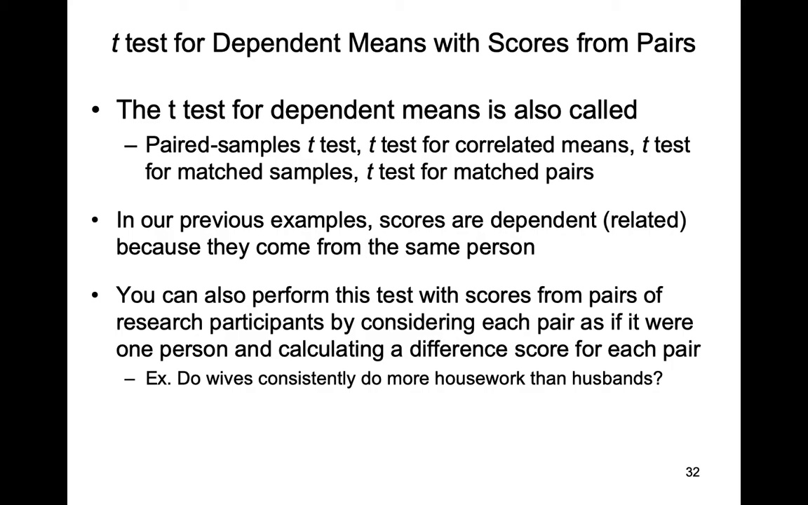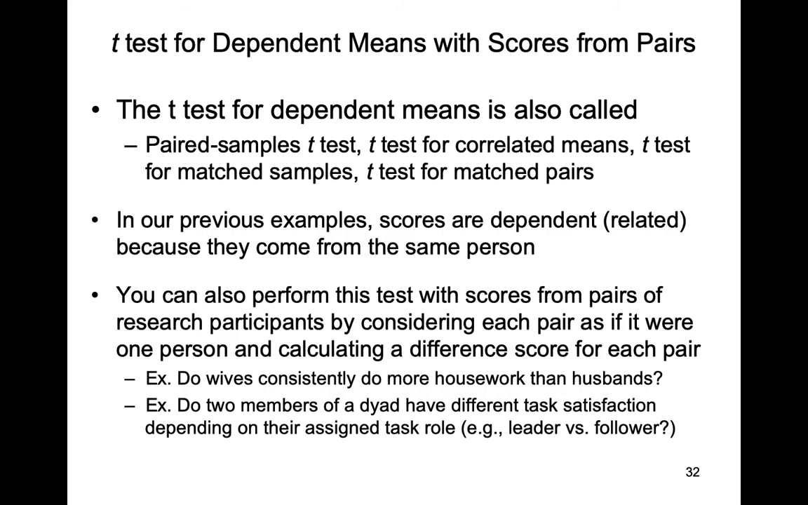So as different examples of an application for a t-test with dependent means, one research question might be, do wives consistently do more housework than their husbands? Get a measure of how much housework the wife does, how much housework the husband does, and calculate the difference between the two. That becomes a difference score. And you could look at that difference score across several different pairs of husbands and wives.